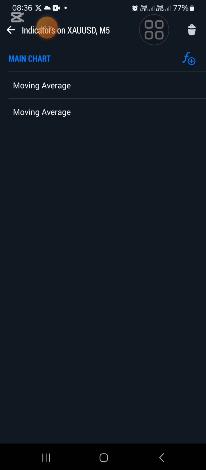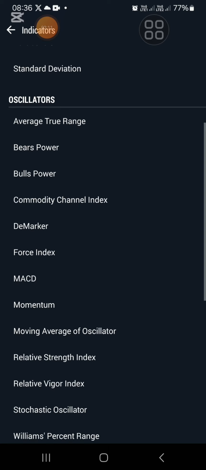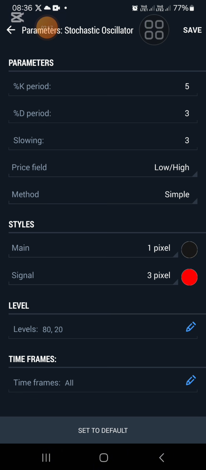Then we're going to add two more indicators. The first one is going to be our oscillator. It's going to be a stochastic oscillator. We're going to change the settings a little bit. So the default settings look like this. It will have a percentage K period of 5, percentage D period of 3, slowing of 3. Then price field, it will have low/high. Then the method is simple.